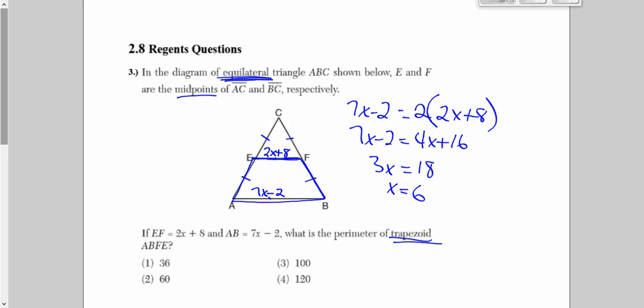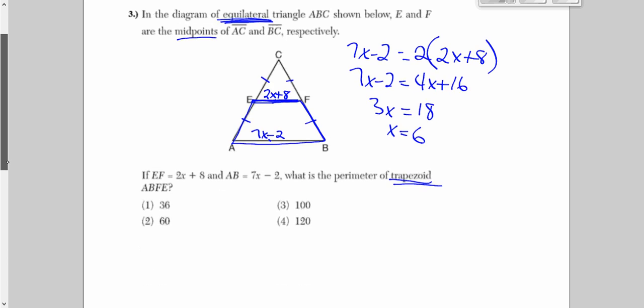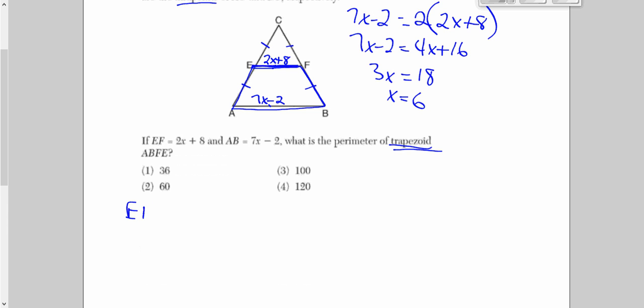Can we find the length of this side knowing x? Yes. How? Plug it in. What does EF equal? 20. So this equals 20. What does this one equal? 40. They can plug it in, but we know it's twice, right? So that's 40. So we know that AB equals 40.